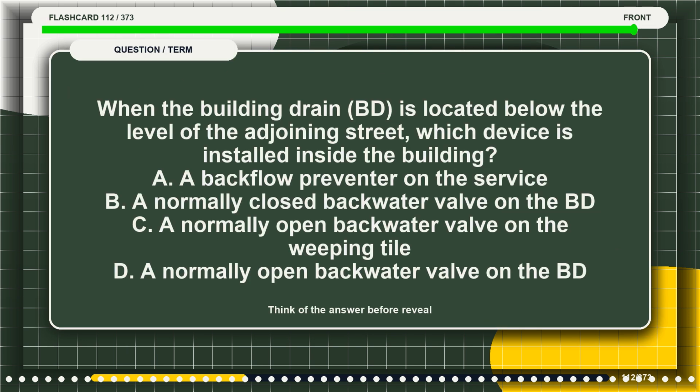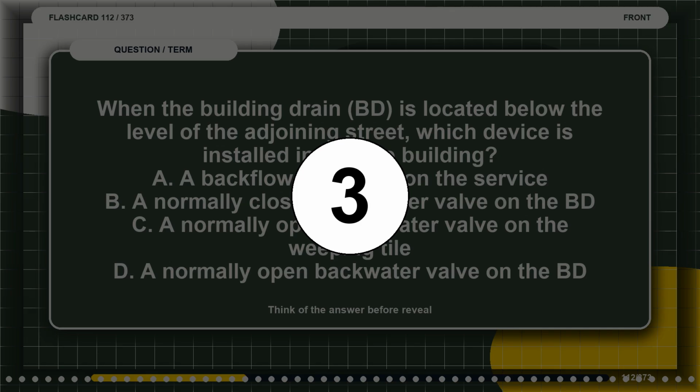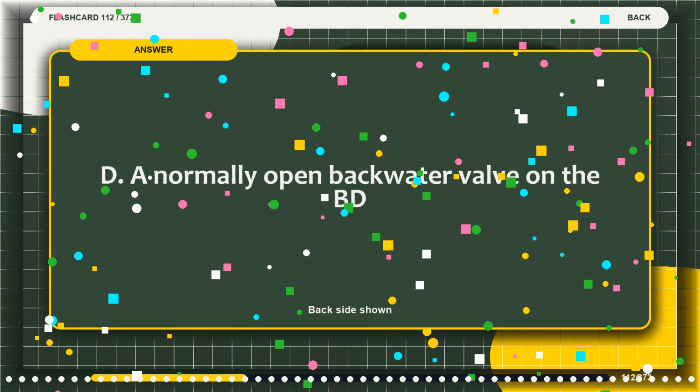Flashcard 112. When the building drain BD is located below the level of the adjoining street, which device is installed inside the building? A. A backflow preventer on the surface. B. A normally closed backwater valve on the BDC. C. A normally open backwater valve on the weeping tile. D. A normally open backwater valve on the BD. Think of the answer before the reveal. The answer is D. A normally open backwater valve on the BD.